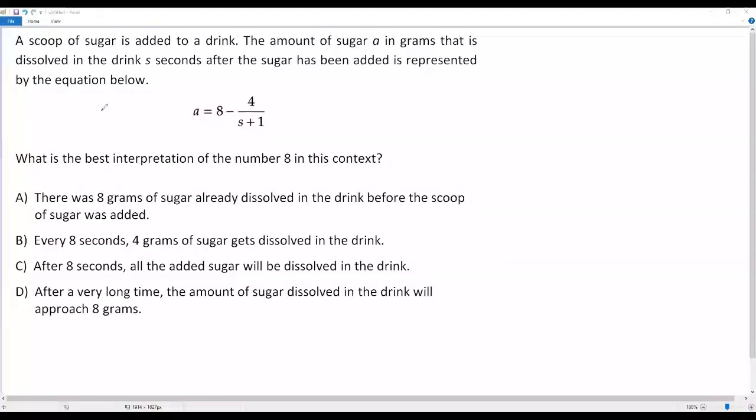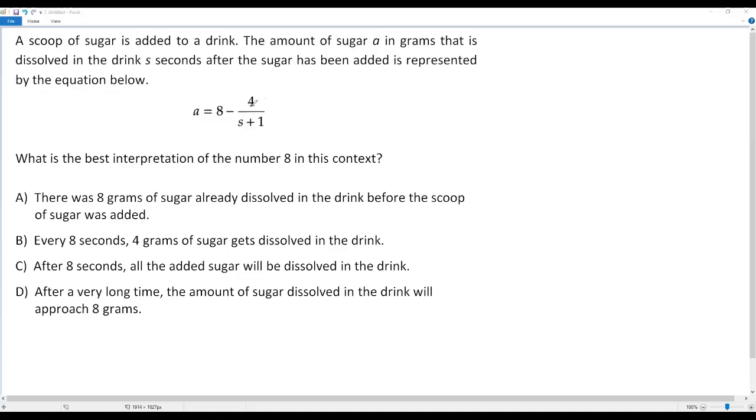Here we have a SAT math question. Okay, let's go with the information. A scoop of sugar is added to a drink. The amount of sugar A in grams that is dissolved in the drink S seconds after the sugar has been added is represented by the equation below. That is A equals 8 minus 4 over S plus 1. What is the best interpretation of the number 8 in this context?